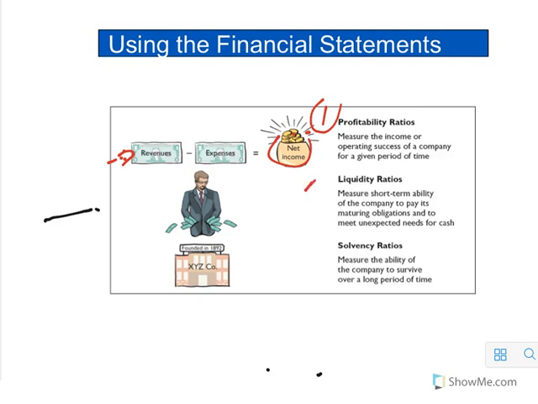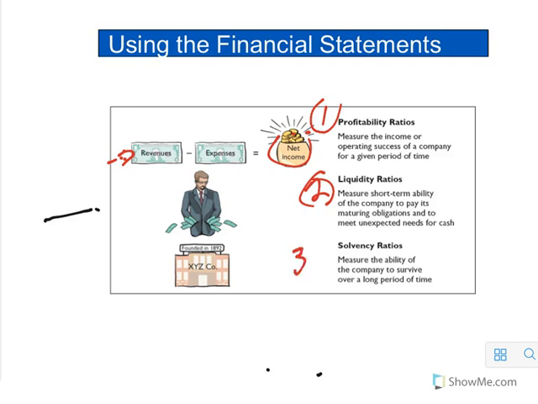Then there are the liquidity ratios. These answer the question, what short-term ability does this firm have to pay its obligations? And that, of course, is the liquidity. We look at the current assets and we relate them to the current liabilities. The current assets are what we have in cash or near cash to pay our current liabilities, our accounts payable, our salaries payable, and so on.